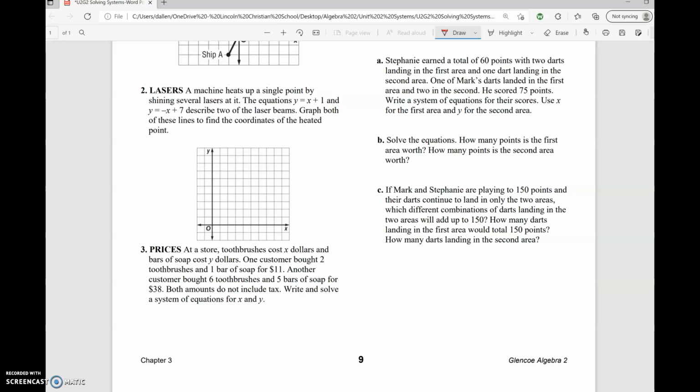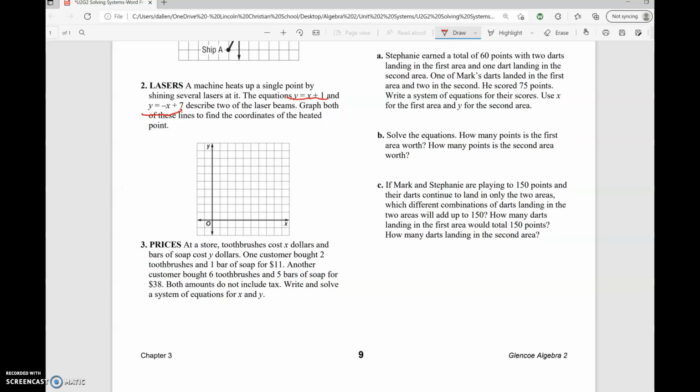So this machine is sending laser beams, and where the laser beams connect, hit each other, cross each other, that's where the hottest point is. So you're going to graph this y equals x plus 1 and y equals negative x plus 7, and then figure out where those 2 cross. All right, so then these ones, we did go over what the equations would be for number 3. So I can give you that, but otherwise I'm going to have you solve that.